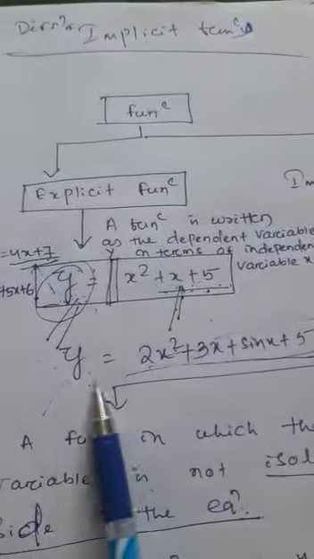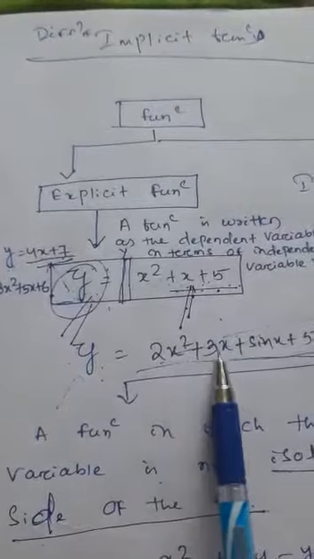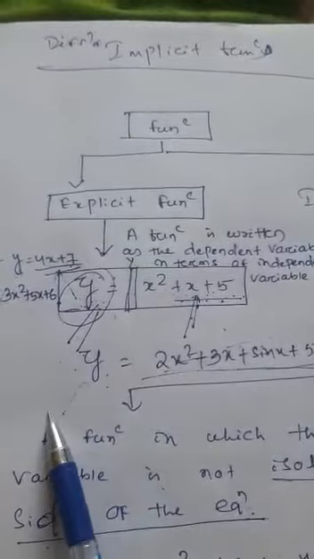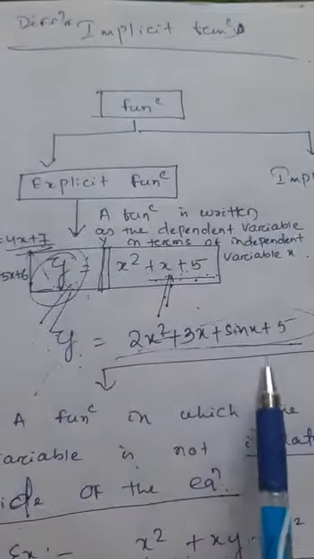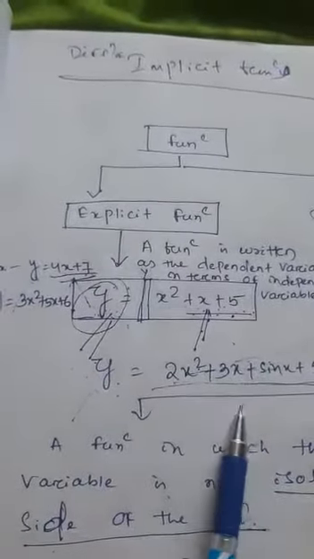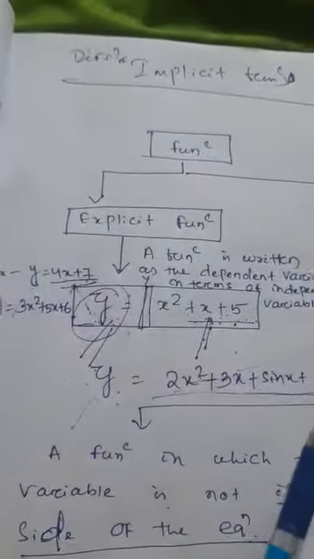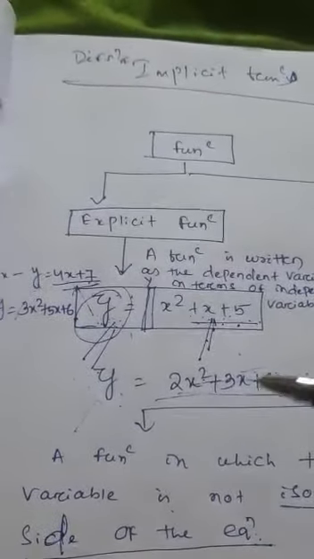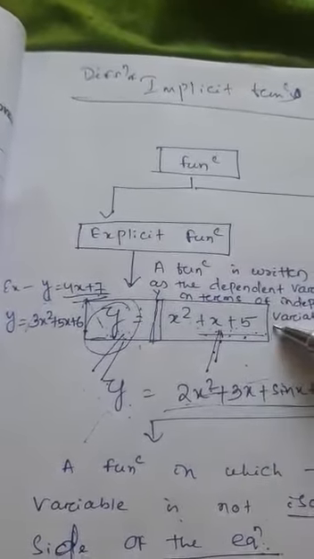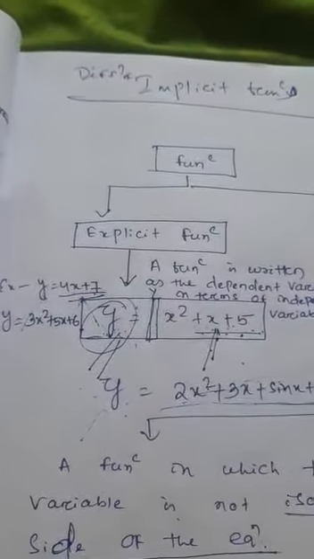Similarly, I have written one more example of explicit function, y equal to 2x square plus 3x plus sin x plus 5. Y the dependent variable on one side, x the independent variable on the other side. So these are the cases of explicit functions, and till now we have discussed the derivative of explicit functions only, whether using chain rule, the formulas, or the trigonometry substitution method.